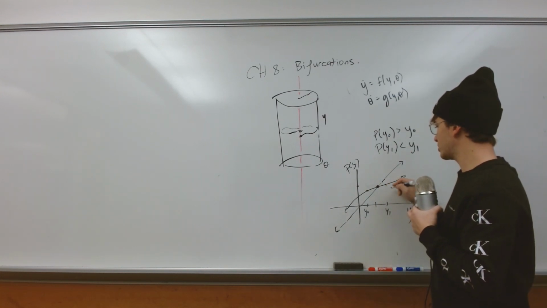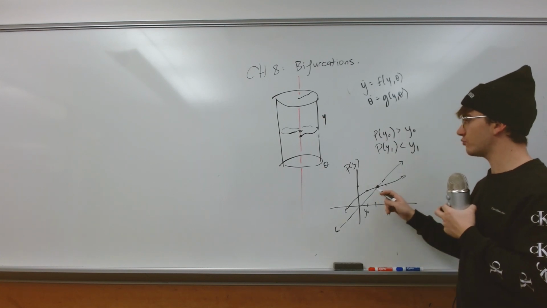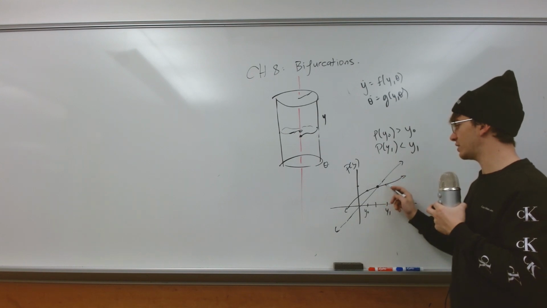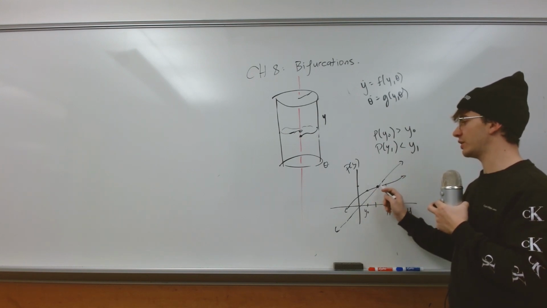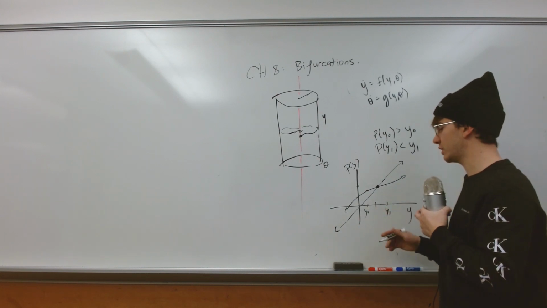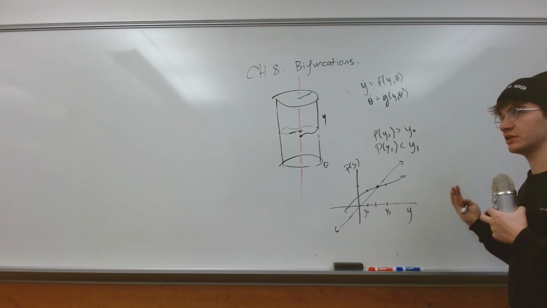Then essentially, I can say that since P of y is a continuous function, I started above this line and now I ended below it, I'm definitely going to intersect it somewhere. So I can prove the existence of a periodic solution. Now, the last thing about these Poincare mappings is identifying the stability, okay?